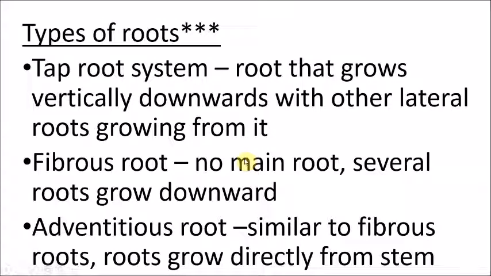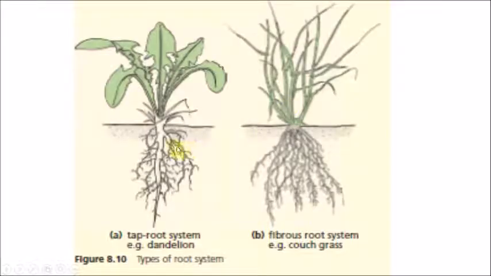Another thing that you have to talk about, and I don't know really if it comes much on the spec, but I'll go into it anyway, are the different types of roots. Now, one root is a tap root system where you have a root that grows vertically downwards with other lateral roots growing from it. Which is something like this. This is a taproot system. You can see it here.